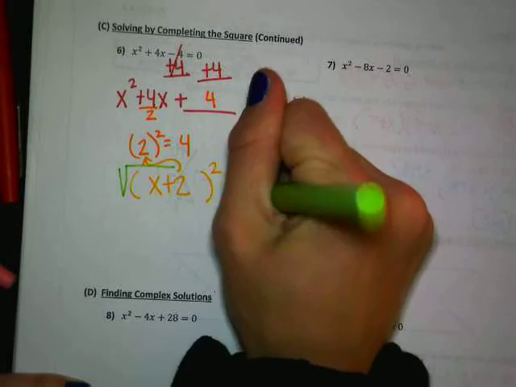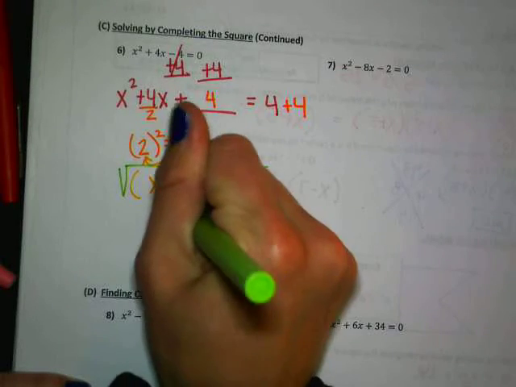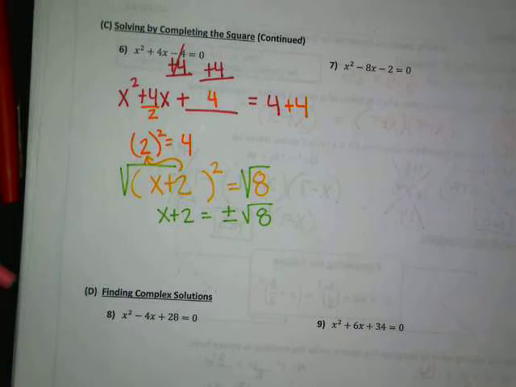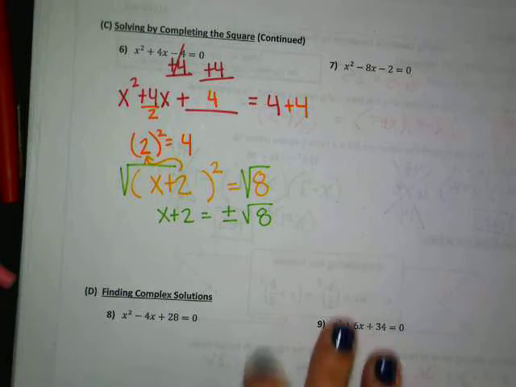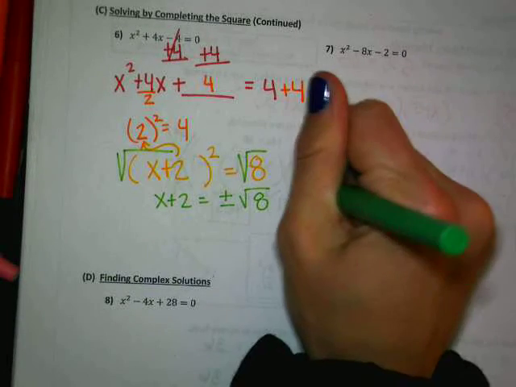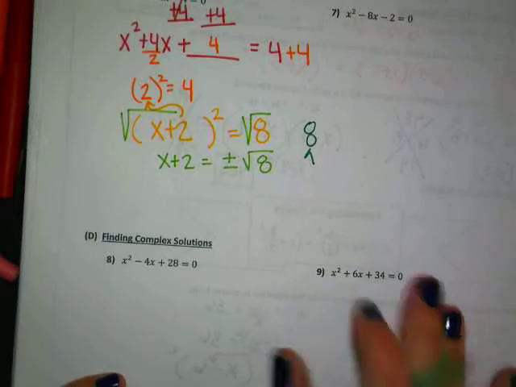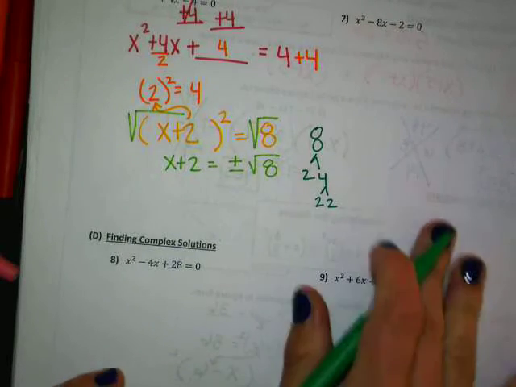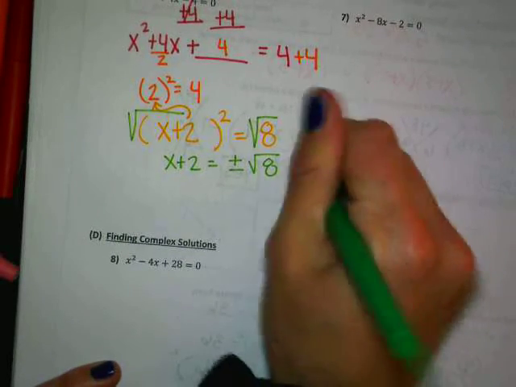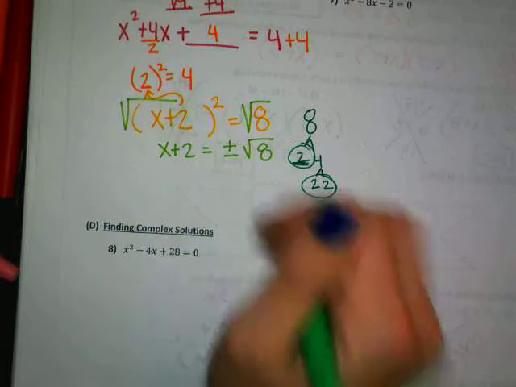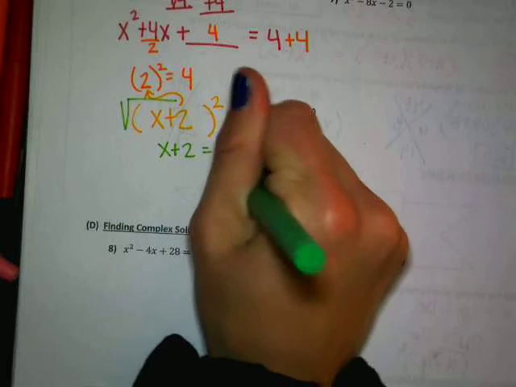Every time you square root, you put a plus or minus. And does 8 have a square root? No. So we have to try to break it down. 8 breaks down to 4 and 2. 4 breaks down to 2, 2. So 2 inside, 2 outside. Very good. 2 goes on the outside, and this guy stays home. So we have plus minus 2, square root of 2.